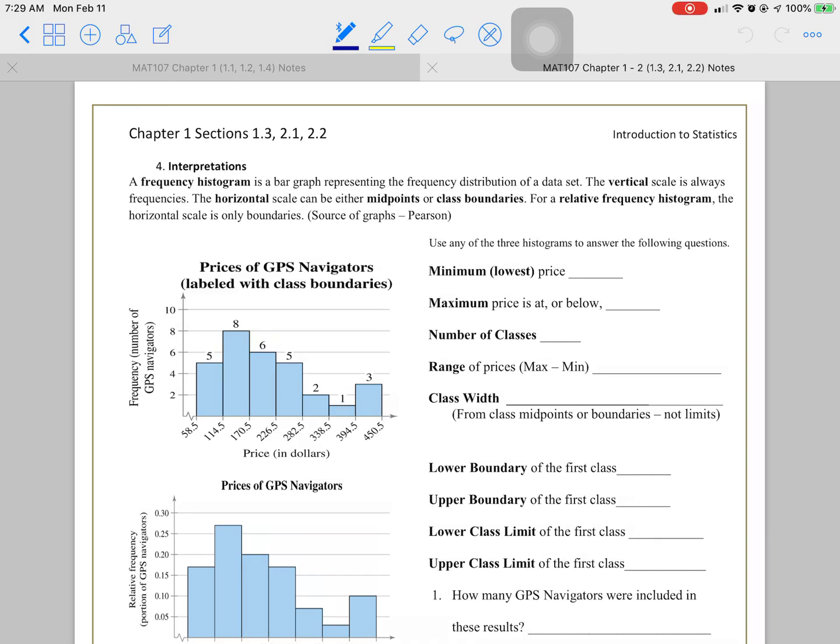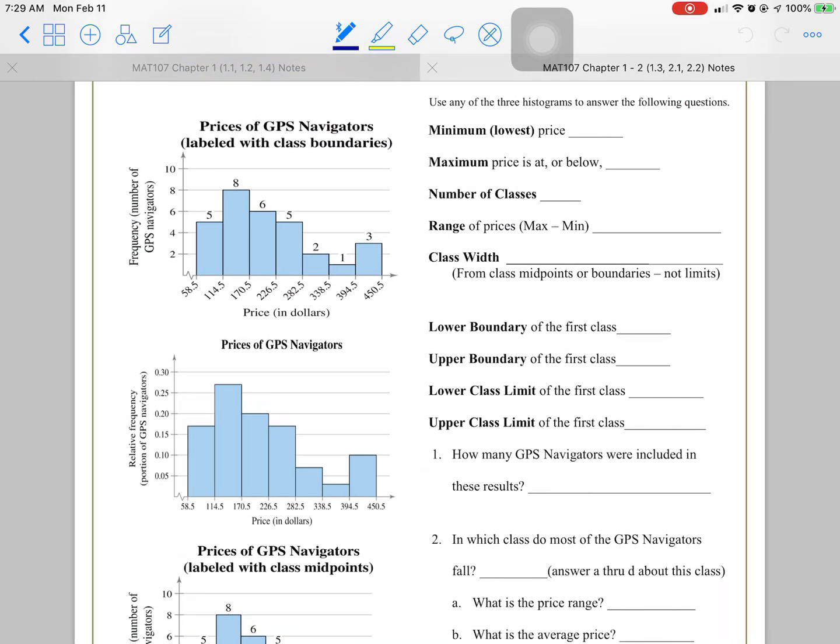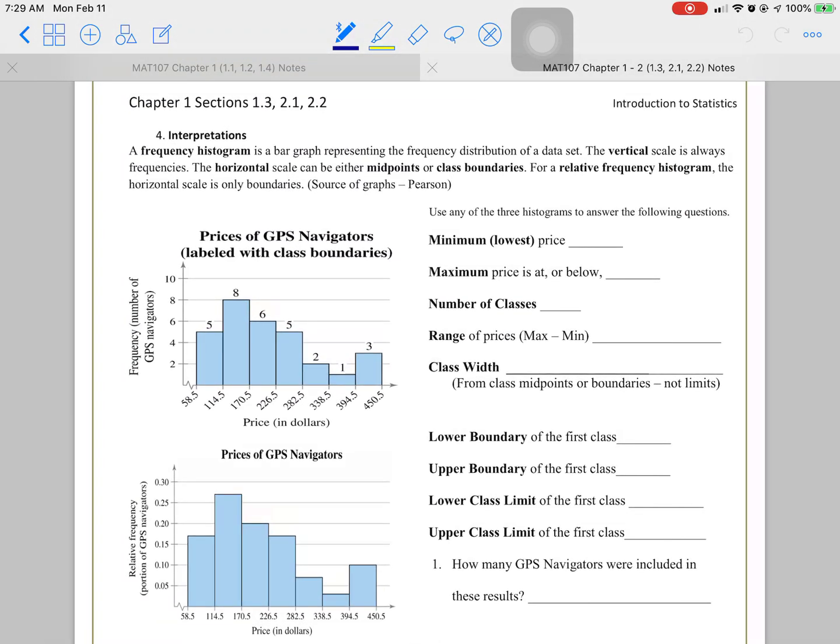All right, so to continue, this is page 4, chapter 1, 1.3. So we were talking about histograms. Histograms are a good way to show your frequency distribution for your quantitative data, and just a nice visual representation of your data for others to see.